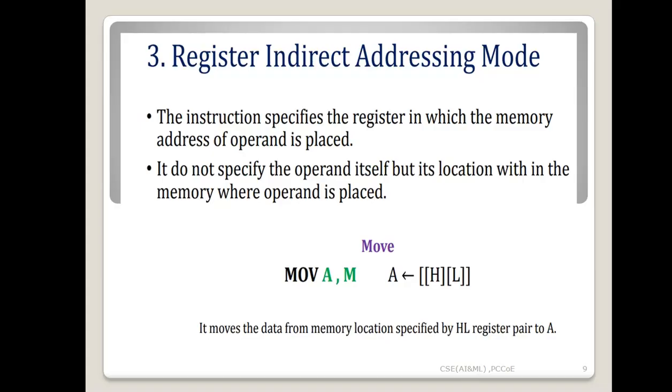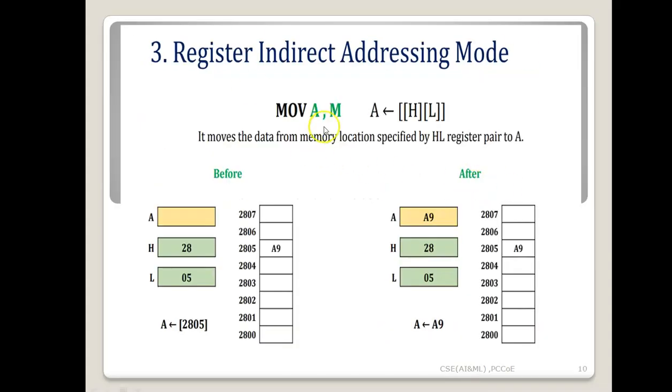So data is stored at the memory location. And where is the memory location? The memory location is specified by the HL register pair. So just see here, the example is MOV A, M. You have to move the data present at the memory location, and this memory location is specified by the HL register pair. So from here we'll get the memory location. The data that is at this memory location has to be moved into the A register. So it moves the data from the memory location specified by the HL register pair to A.